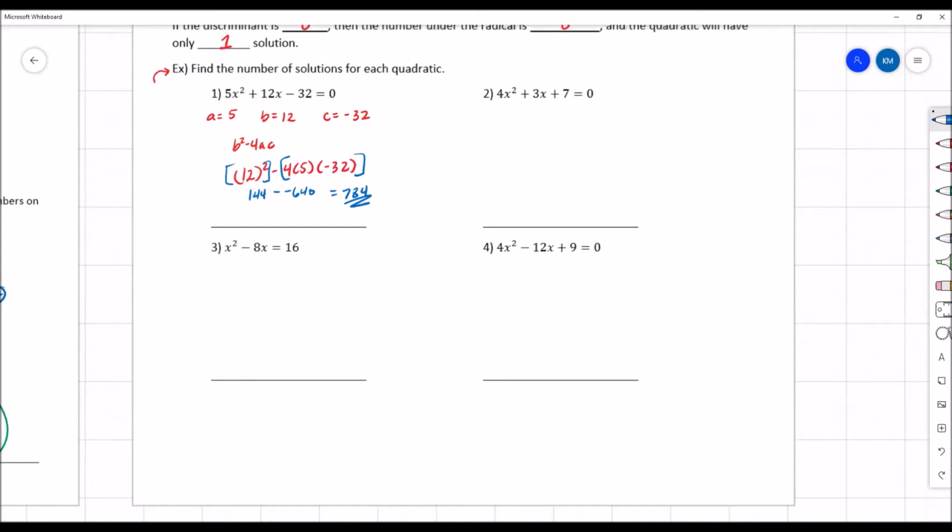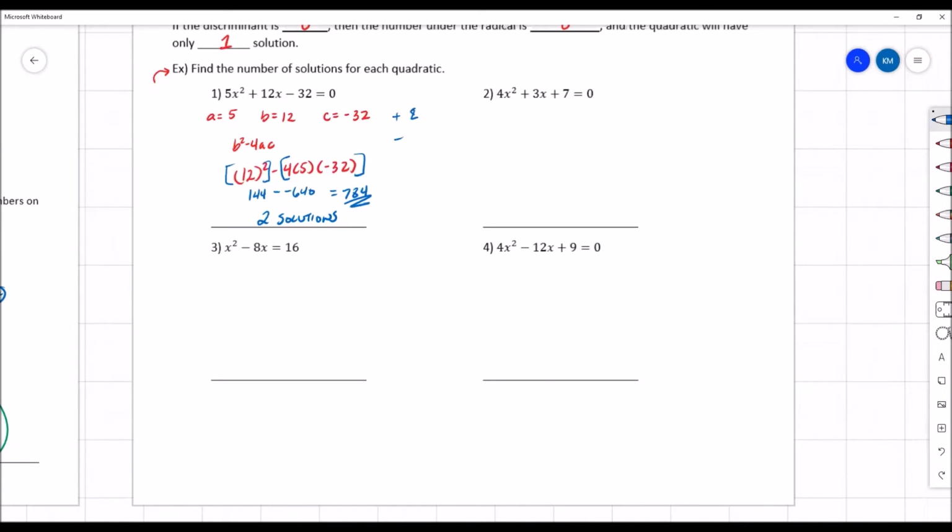The important thing for us to see is it's positive. So how many solutions are there? 2 solutions. And making sure that we answer the question. We don't want to answer this question with 784 because the question didn't ask us what the discriminant is. It says how many solutions are there. And then we knew from there we had to find the discriminant. And if it were positive, there'd be 2 solutions.